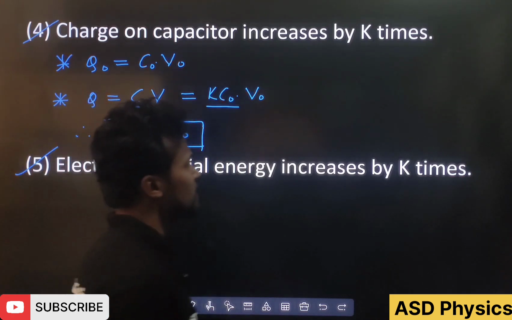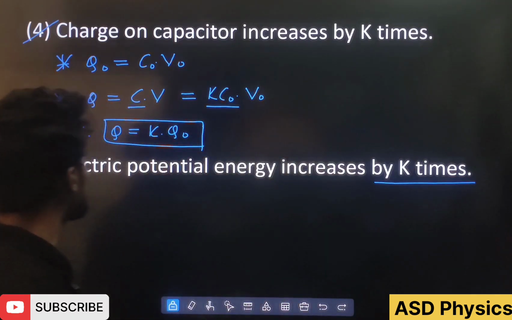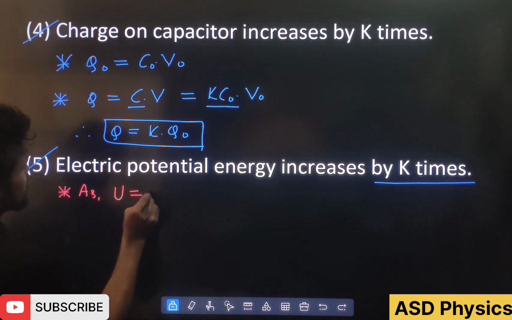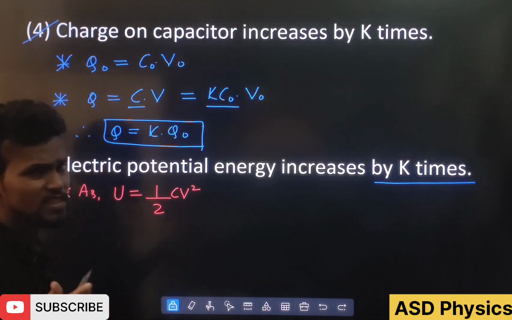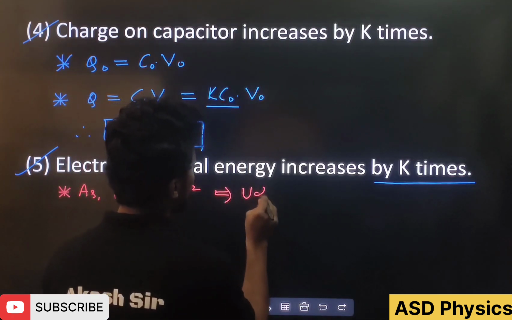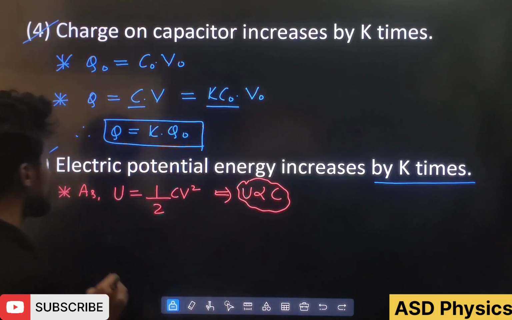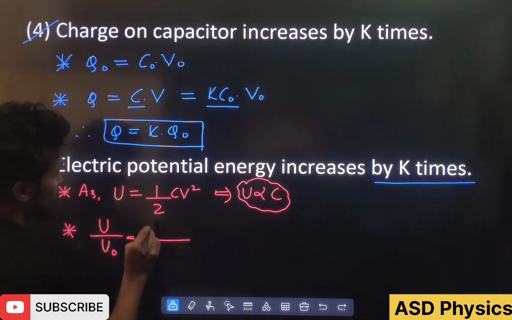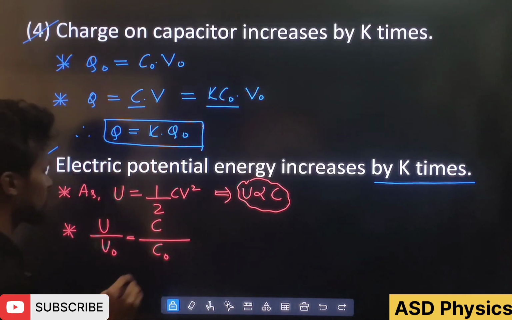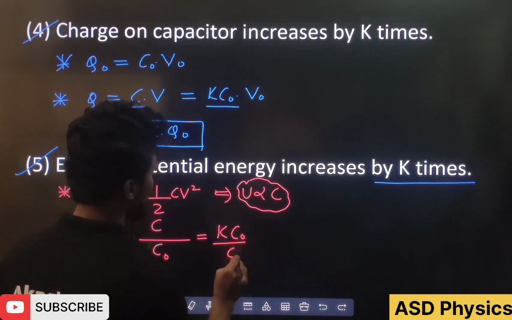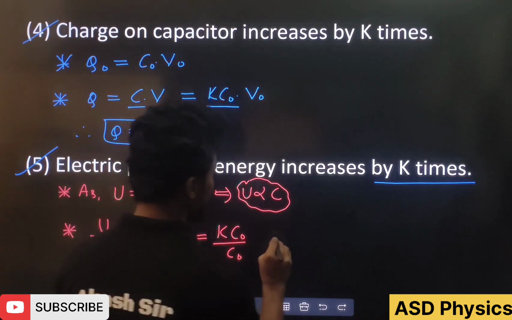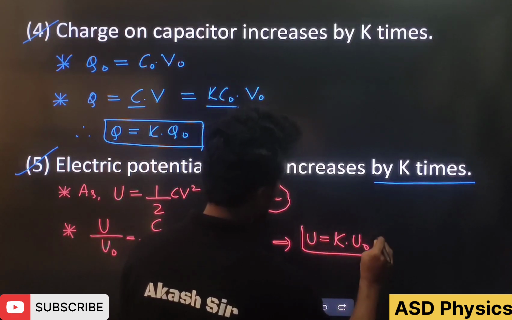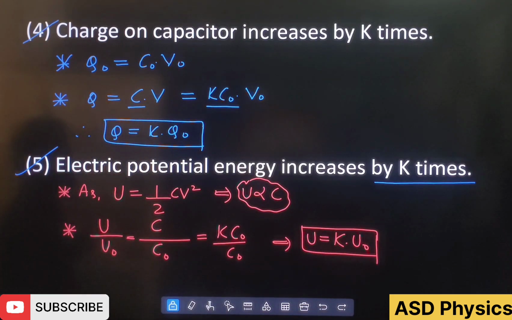And fifth one, electric potential energy increases by K times. Which formula am I going to use here? We know potential energy is half C V squared. Because the potential is constant, the battery being connected, U is directly proportional to C. So if I write U with the dielectric over U naught without dielectric, it is C by C naught. And C means K C naught, divided by C naught. So C naught cancels. You can write U by U naught equals K, or U equals K into U naught. So this is the scenario when the battery is connected.